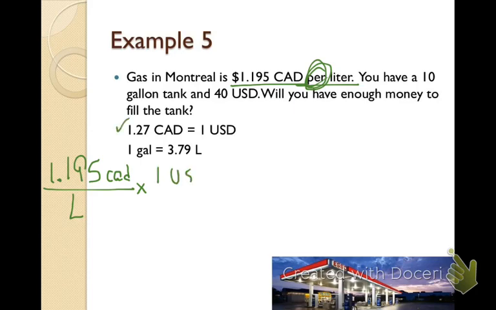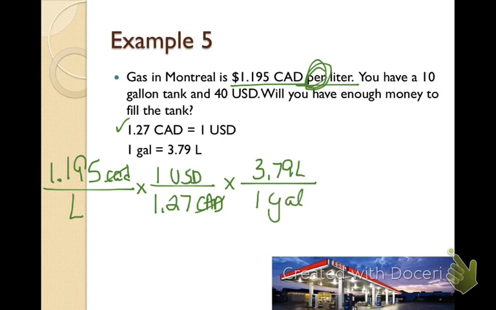So 1 US dollar is equal to 1.27 Canadian dollars. I can cancel out the Canadian dollars. Good, so I'm in US dollars, but I'm still in liters in the denominator. I want to get into gallons. So we can still do this, even though liters is down there. I'm going to put the 3.79 liters up top per 1 gallon. Let's get rid of the liters and liters. All right, so I'm in US dollars per, the per means the fraction, gallons.